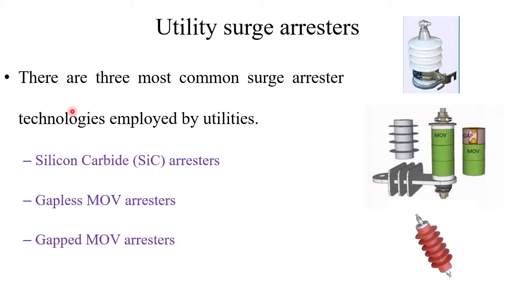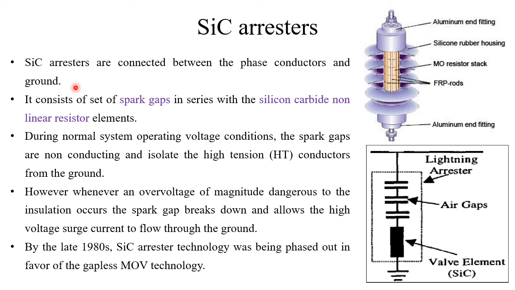Utility surge arrestor. There are three most common utility surge arresters. They are silicon carbide arresters, gapless metal oxide varistor arresters, and gapped MOV arresters. The silicon carbide arresters were the most successful arresters in the olden days. This type of arrester is connected between the conductors and the ground. These SiC arresters consist of a spark gap.